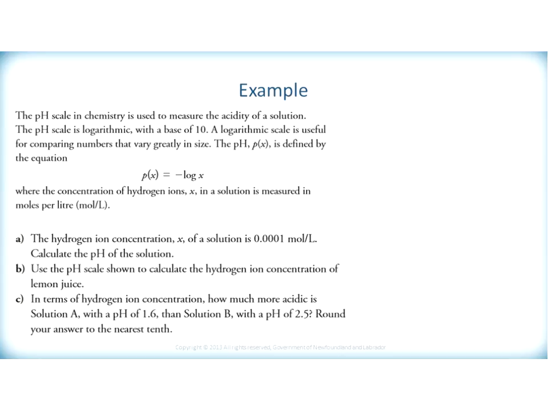Let's have a look at another example. Here is the pH scale in chemistry used to measure acidity of a solution. The pH scale is a logarithmic function of base 10. The logarithmic scale is useful for comparing numbers that vary greatly in size. The pH is defined by negative log x, where the concentration of ions is x. The solution is measured in moles per liter. And so, the first one says the hydrogen concentration of a solution, so it's given us what x is, and we have to calculate the pH.